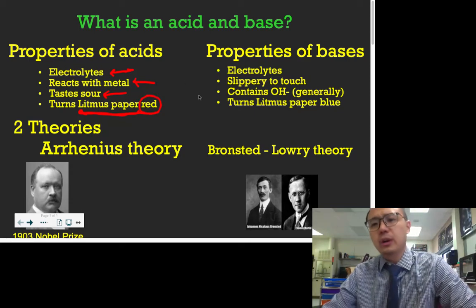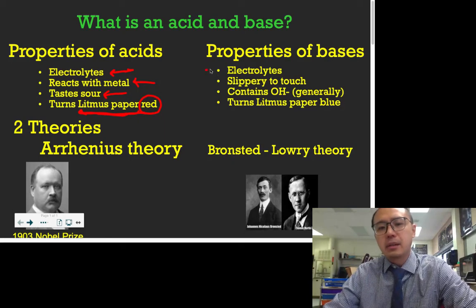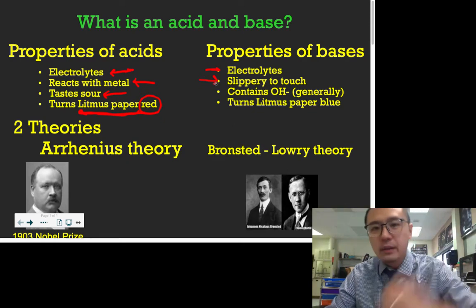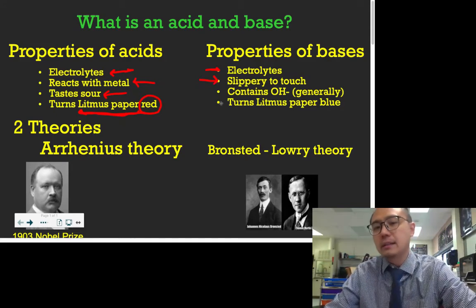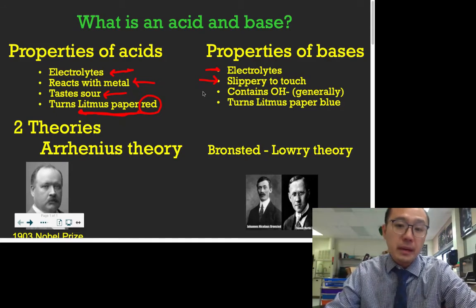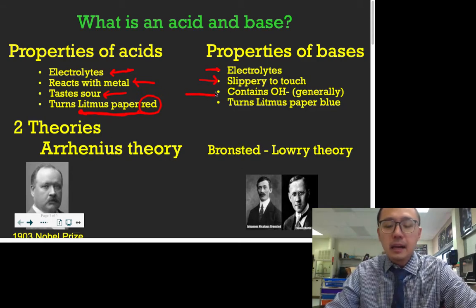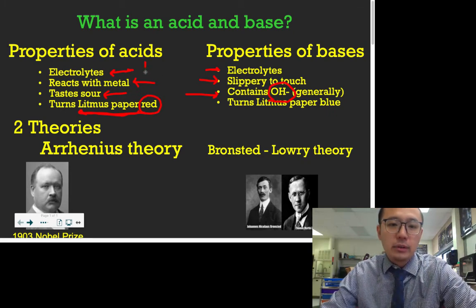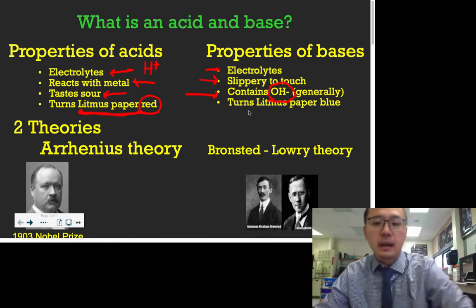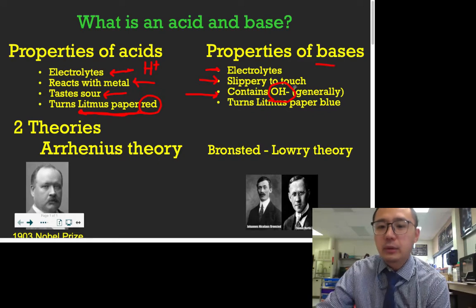Whereas if we were to talk about the properties of bases, bases also are electrolytes, but they're also slippery to touch. So if you ever touch something like Drano, which you shouldn't, it is very slippery to touch. Soap is also slippery to touch. That is a property of a base. And generally, bases contain a hydroxide ion, and we're going to see why generally and not for all cases. Whereas acids will contain a proton or a hydrogen ion. And for bases, it will turn litmus paper blue.